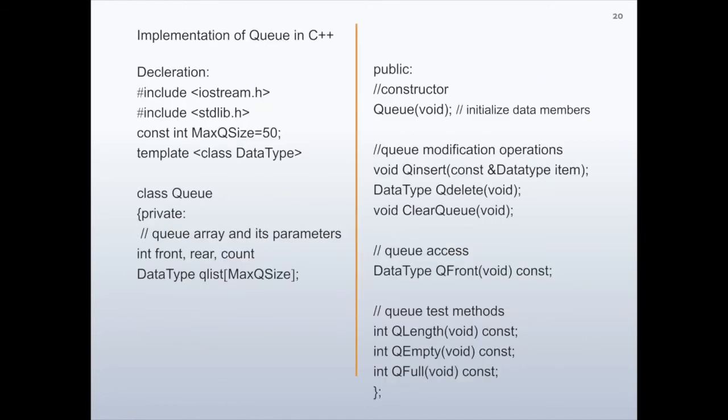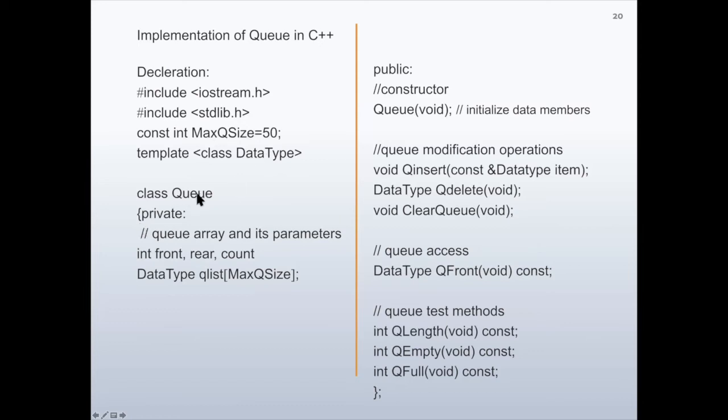Now we are going to implement the Q in C++. Here is the class declaration. We are including the input-output operations and also include standard library. We are defining max Q size as a constant integer and its value is 50 and the class is defined as a template class. Here we are using data type as the template type. When the class is declared, whatever the type here will be defined.